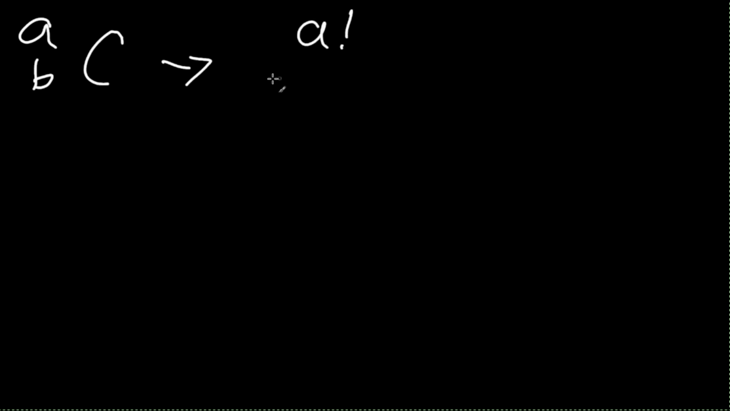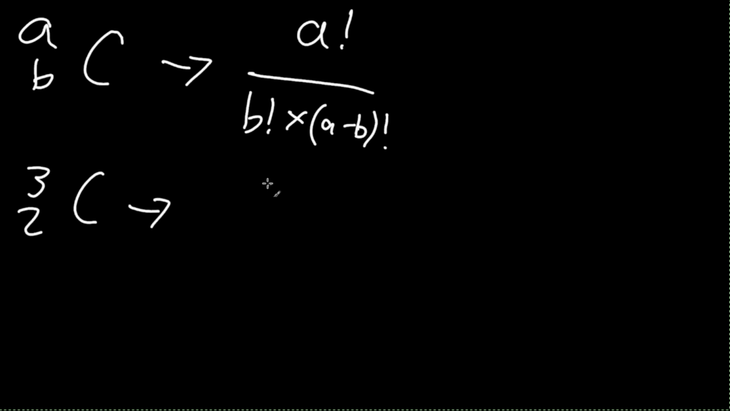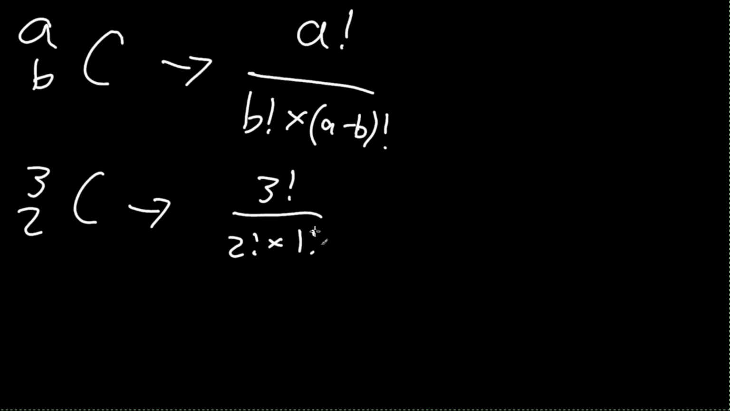Okay, so the combination function for ACB, the formula is A factorial over B factorial times A minus B factorial, the difference of A and B. So if I plug in 3C2, for example, I get 3 factorial over 2 factorial times 3 minus 2, 1 factorial.